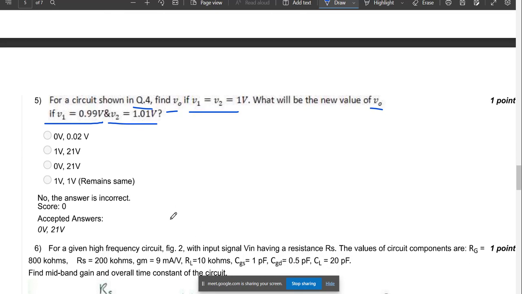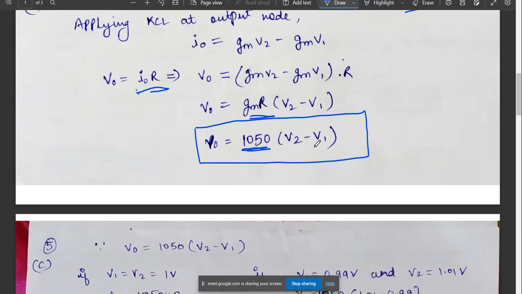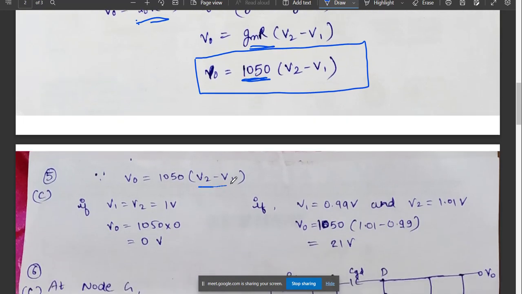No, option A is not correct, but no problem. Option C is the correct one. 1050, the gain GMR, is already given to you. You were only supposed to compute V2 minus V1. When V2 and V1 are equal, 1050 into 0 is 0 volts. If V1 is 0.99 and V2 is 1.01, we get around 21 volts.